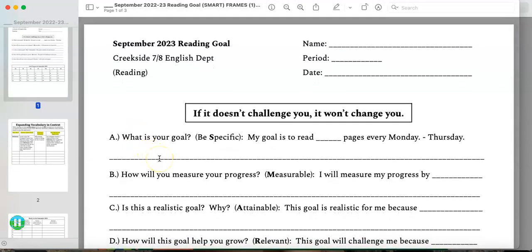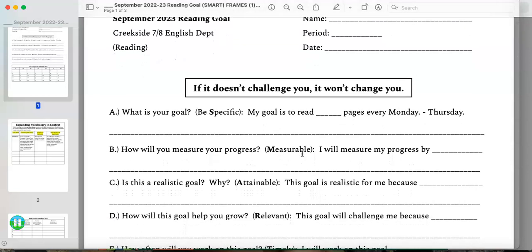So when I introduce creating a goal, a SMART goal, students will have a goal of reading a specific number of pages every Monday through Thursday. And that portion is just for September. After September, the goal has to focus on a particular skill that students are having challenges with. So it might be making inferences, it may be analyzing, it may be theme or main idea, but after September, the goal is to focus on a reading skill, and we get into that at that time.